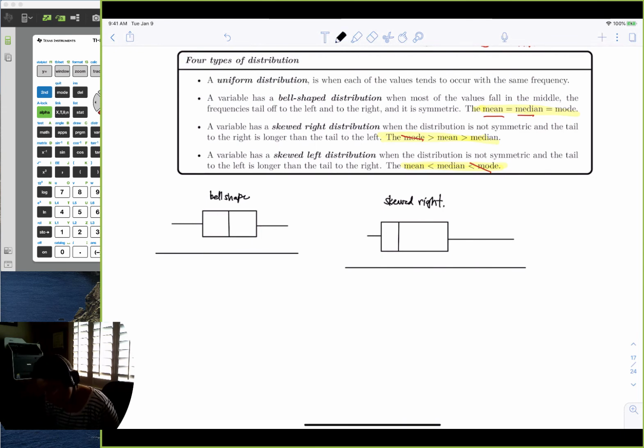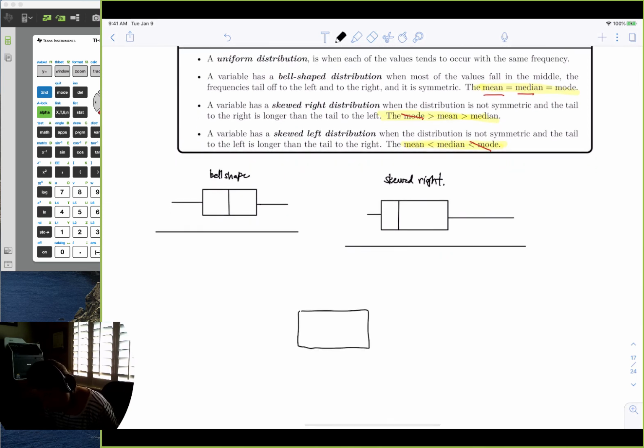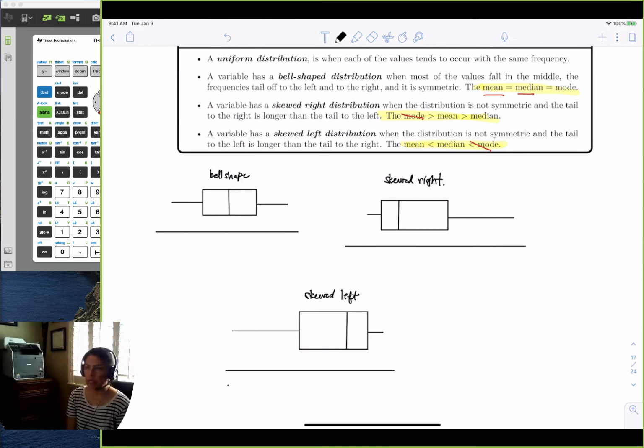Okay, and then skewed left, let me do the box. Skewed left means that we have the median greater than the mean, so therefore the median has to be over here on the right side, and the Q3 is not far from the maximum, and we have a longer whisker over here on the left side to the minimum. And so this would be skewed left. And of course we have the x-axis on the bottom. So those are the three different types of box plots.